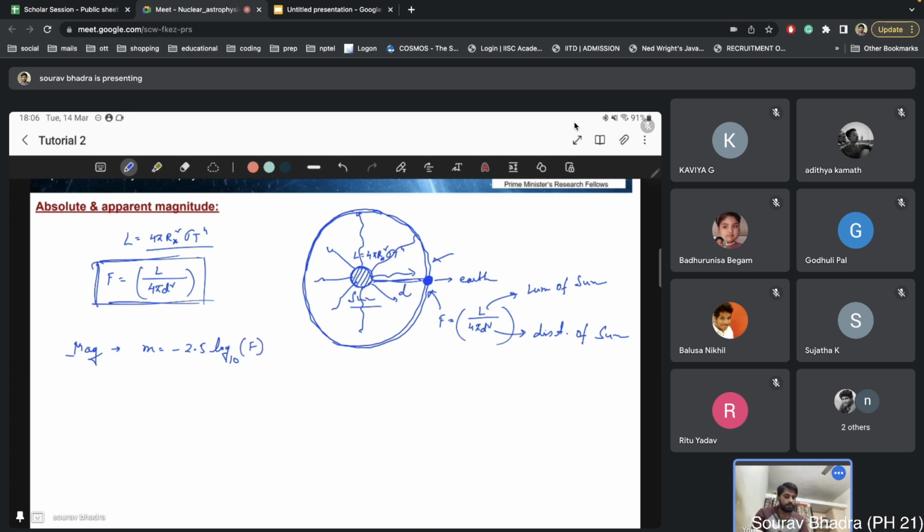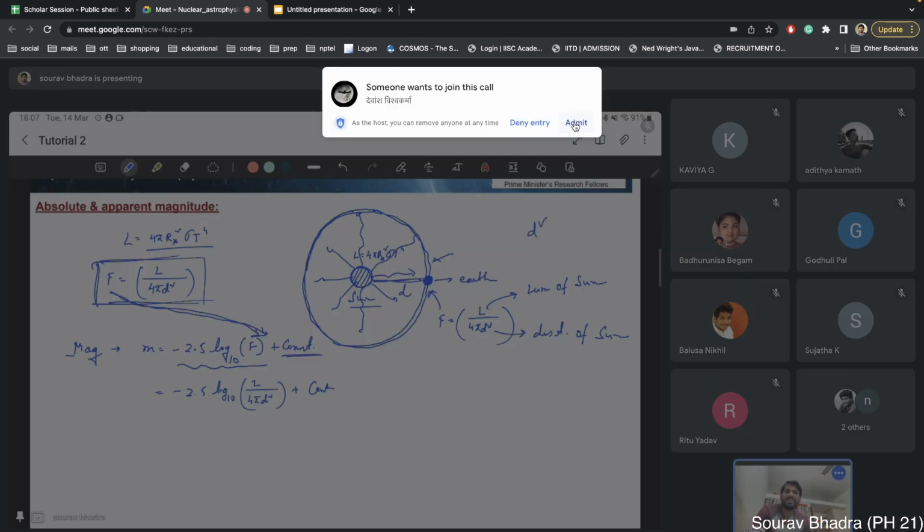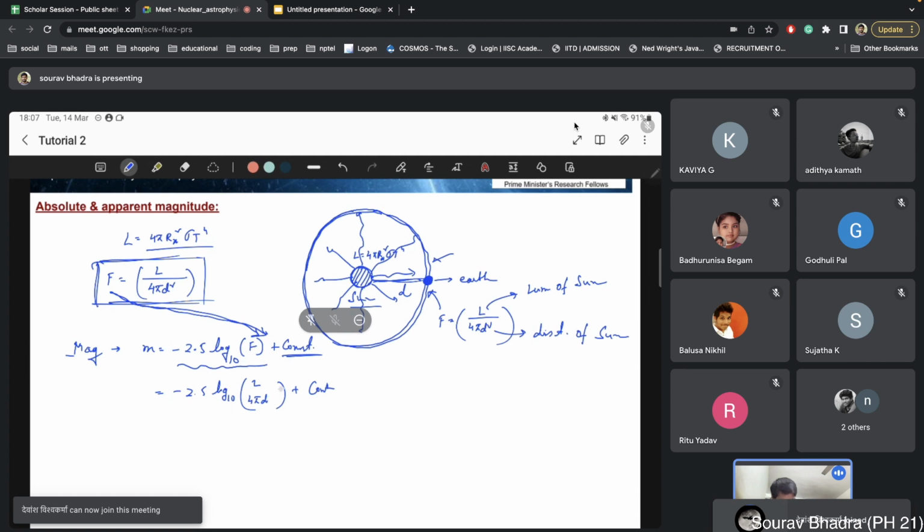And there will be a constant, so don't bother about this constant, this is some factor which comes due to the measuring instrument. Just focus on this part, minus 2.5 log F, where this F is the same F, that means this F is the flux. As I have written, the expression of that F is L by 4 pi d square. Please consider my notation as square, I will try to improve it.